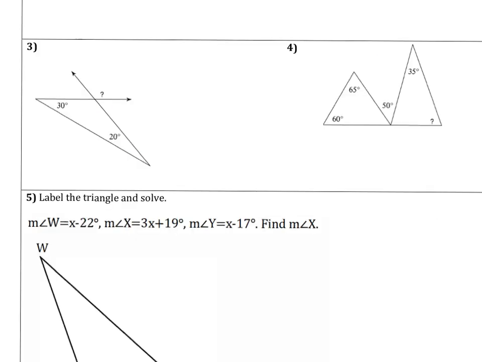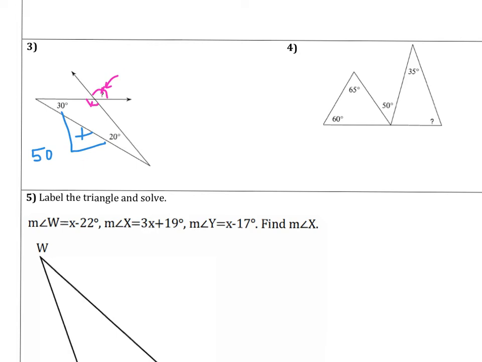All right, number 3, we're looking for this angle outside the triangle. Notice that it would make a vertical angle right here across from the question mark. So all we need to do is find the missing angle inside the triangle. So what we have here is 30 plus 20 is 50. And then we would subtract from 180.